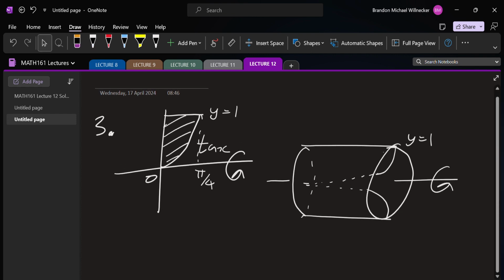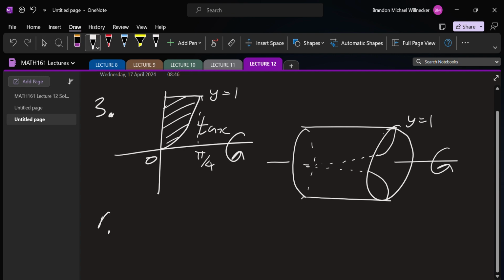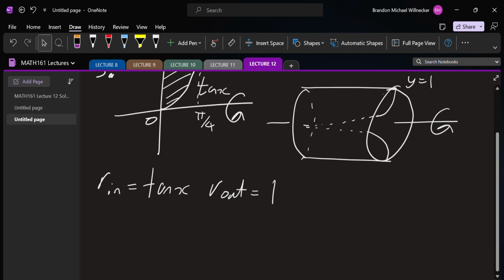So from the two pictures, we can see that the inside radius goes to the tan because that's on the inside. Inside radius is on the inside. And the outside radius is going to go to the y equals 1 line because that's on the outside. So r in, that's going to be tan x. r out, that's going to be 1. So again, inside radius, that's going to be on the inside of your volume. So once you sketch your volume, you can see what's what. And the outside radius, that's the outside of the volume.